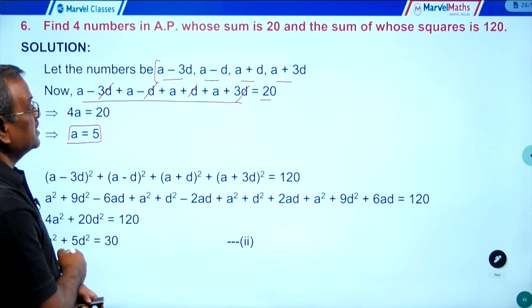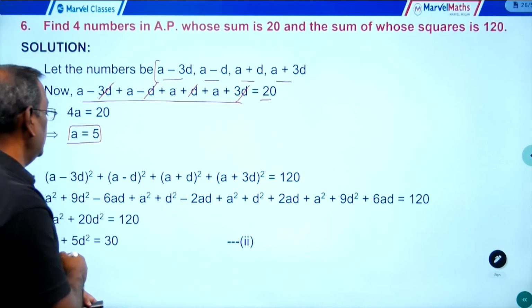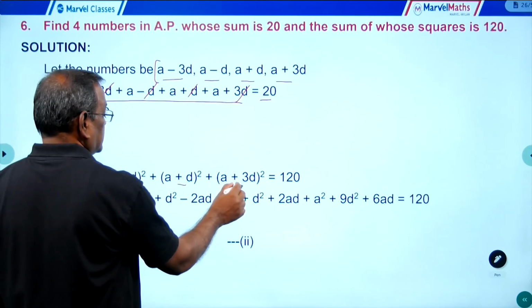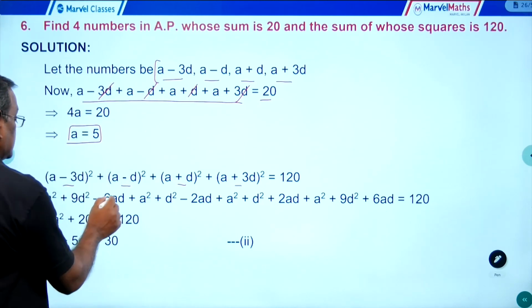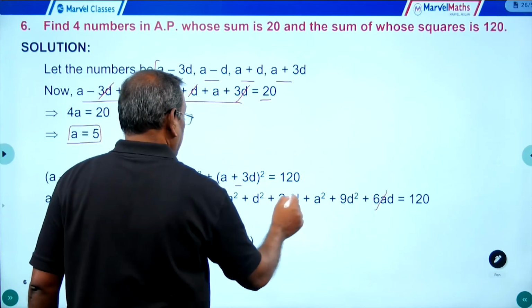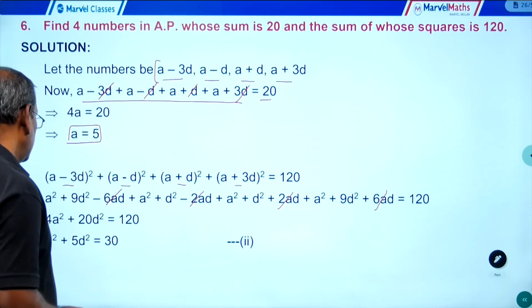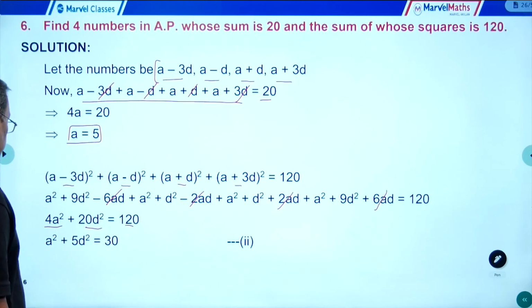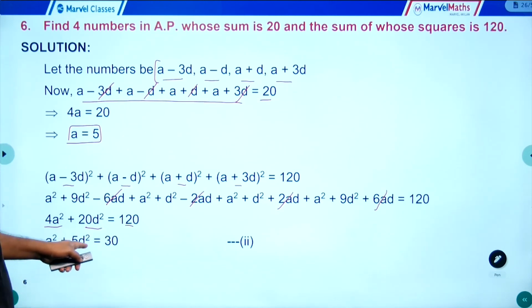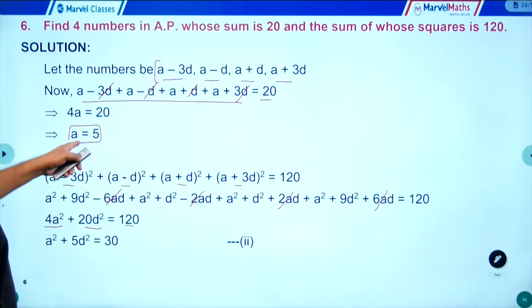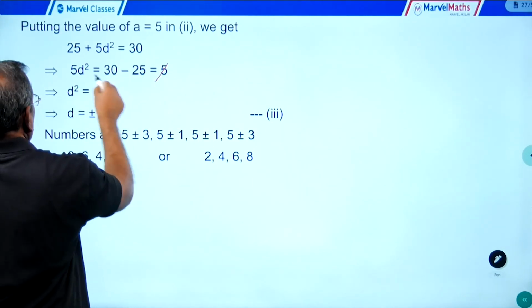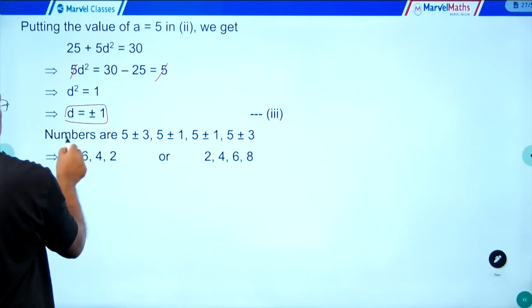And the second condition: the sum of whose squares is 120. So (a minus 3d) whole square, (a minus d) whole square, (a plus d) whole square, (a plus 3d) whole square. Expand this and cancel the terms: 6ad and minus 6ad, 2ad and minus 2ad get cancelled. So you have 4a square plus 20d square equals 120. Divide by 4: a square plus 5d square equals 30, but a equals 5, so a square equals 25. So 25 plus 5d square equals 30, 5d square equals 5, d square equals 1, d equals plus or minus 1.